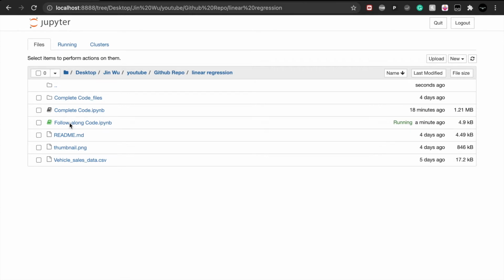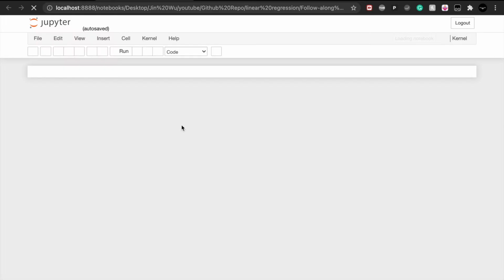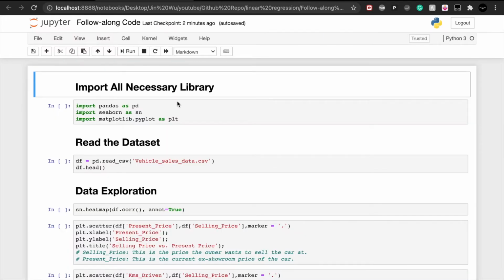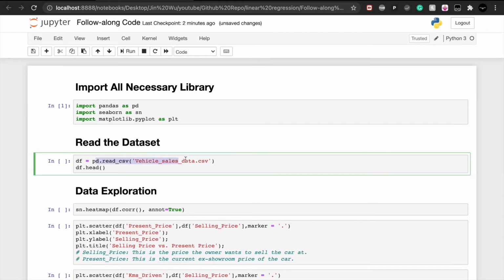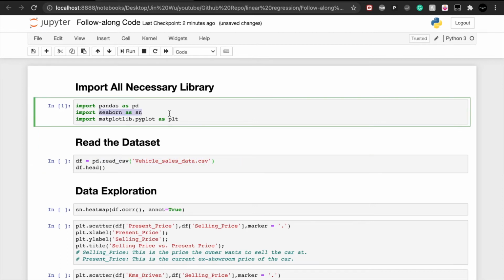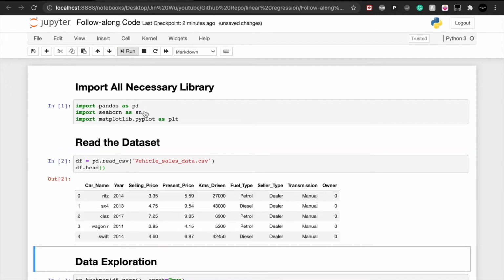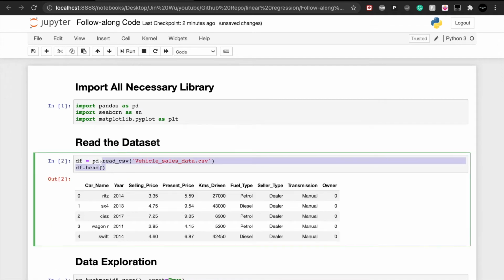You can download it. Once you download it, let's open the follow along notebook. First, we need to import all the necessary functions. We'll be using 3 in this project. The first is pandas. We'll be using that to read our dataset. And then seaborn is used to draw the correlation heat map. Matplotlib is for the scatter plot and line plot. So let's first load the data.